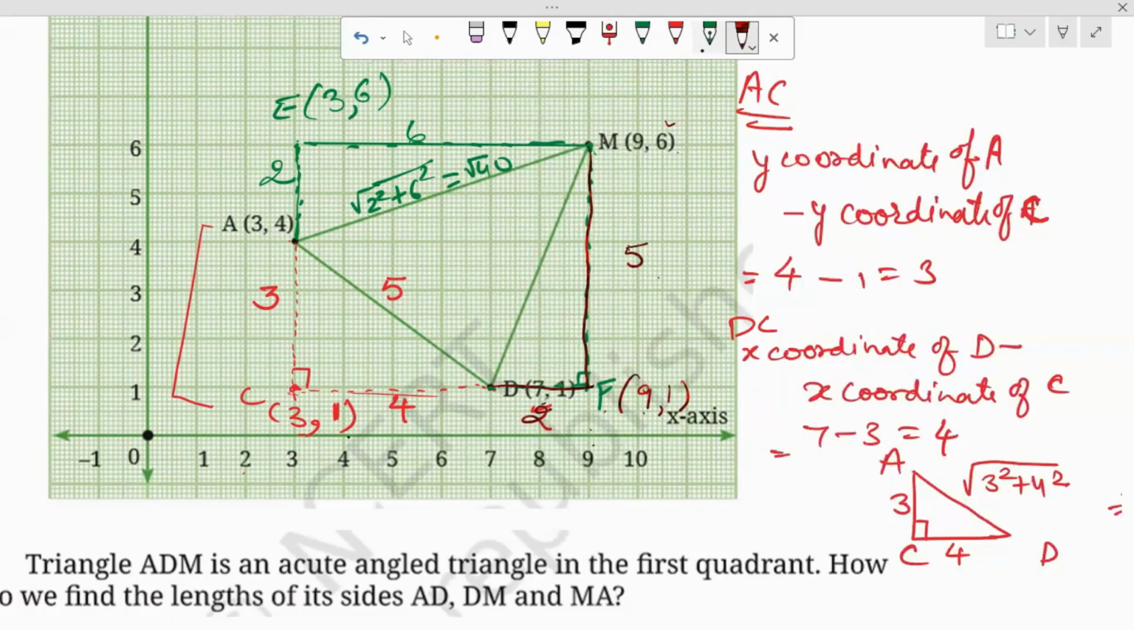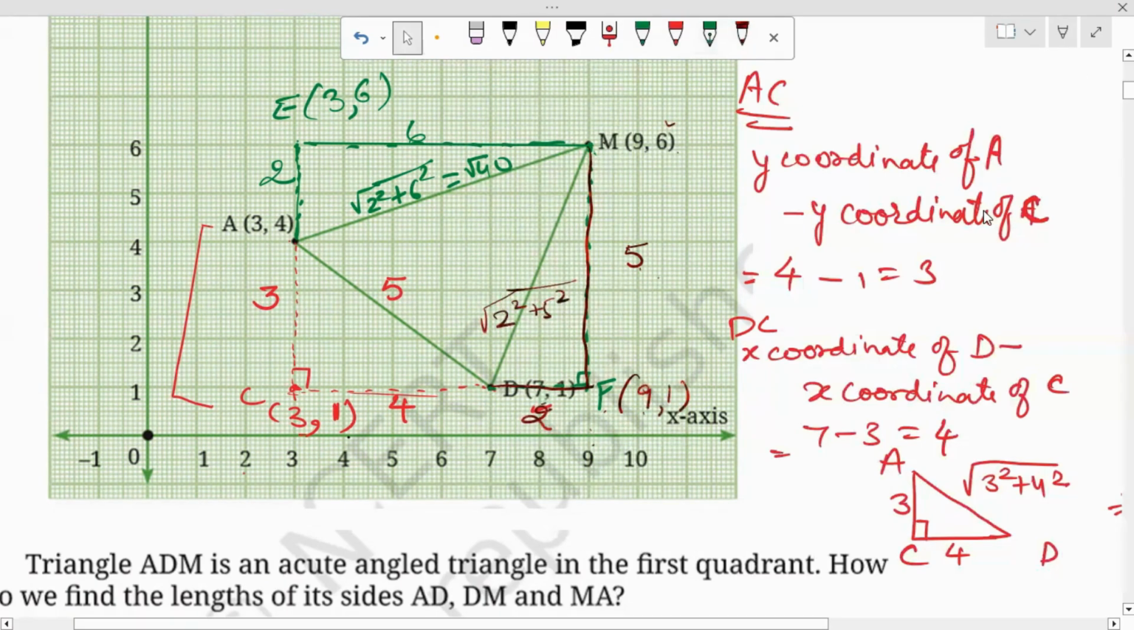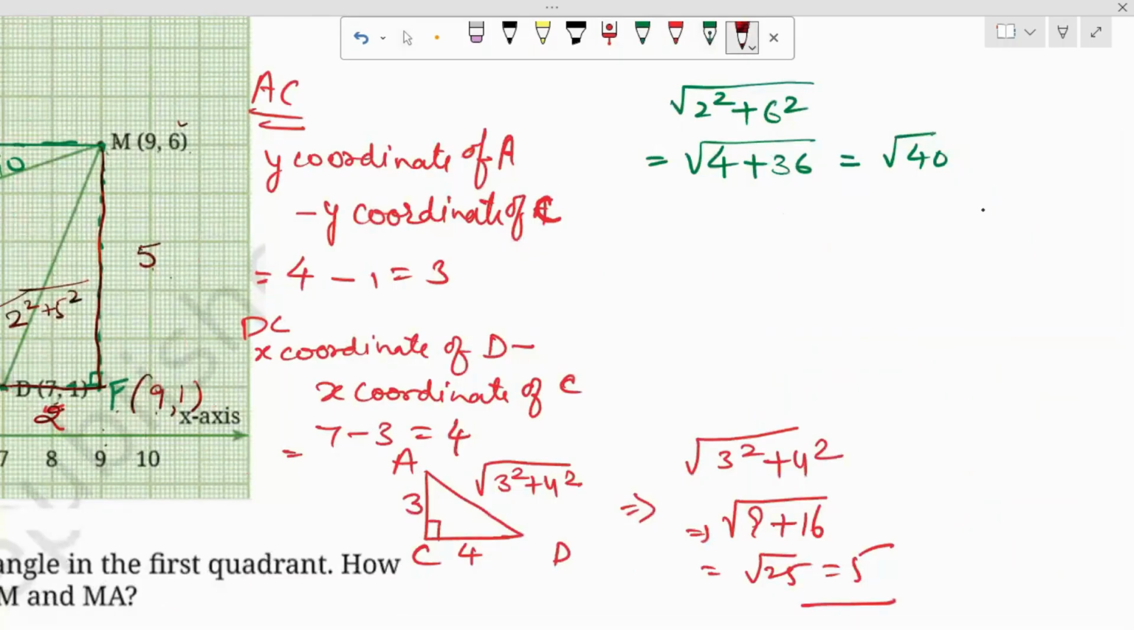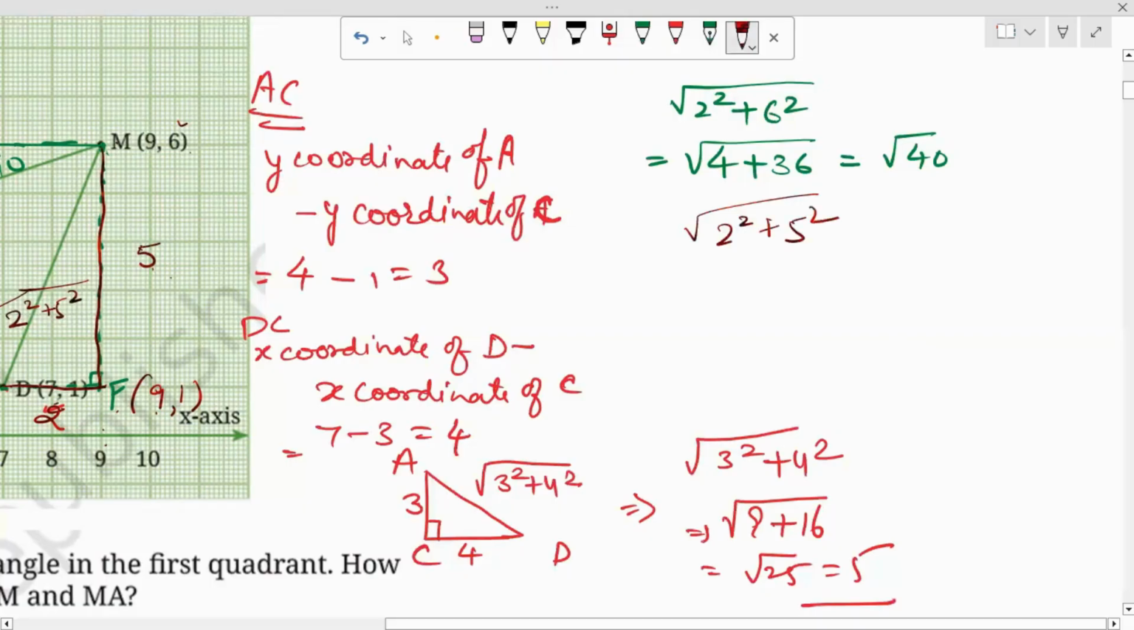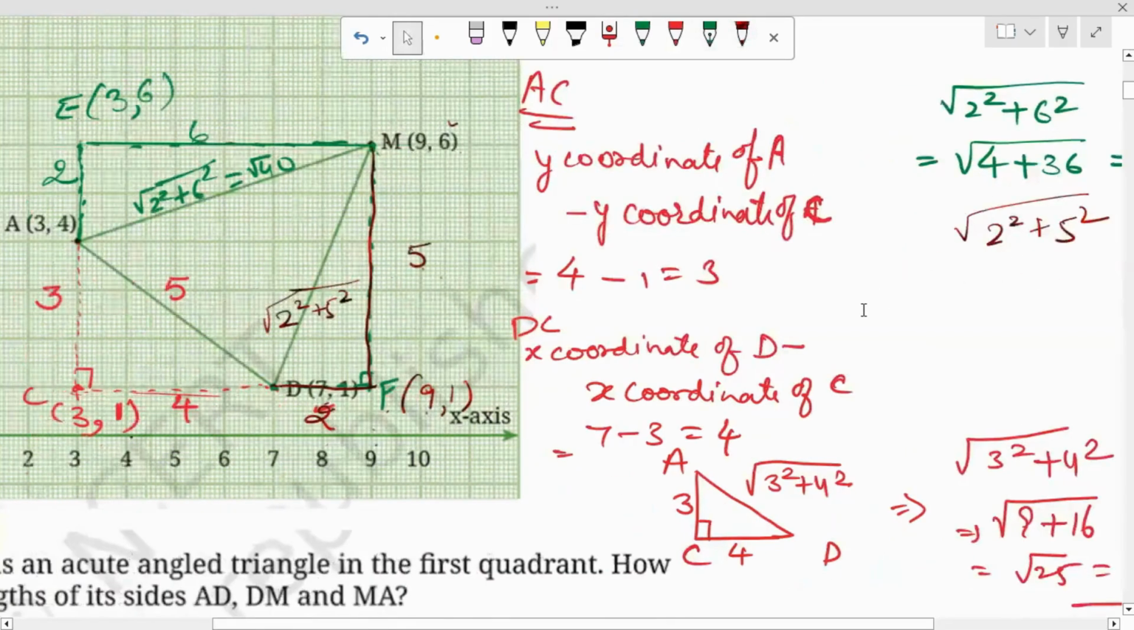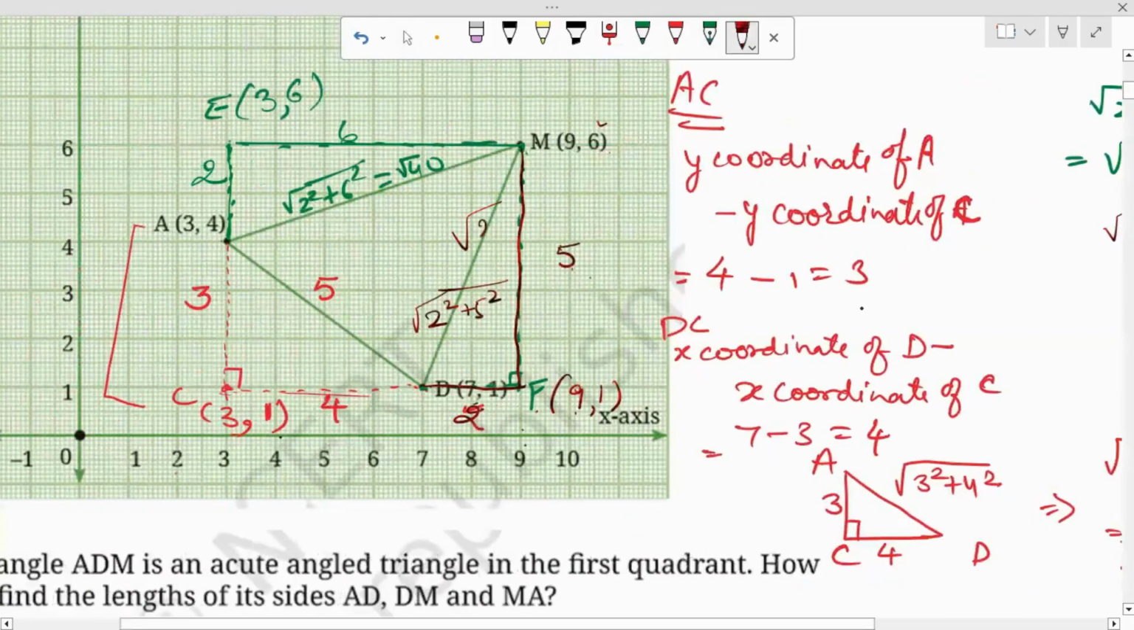Okay, so what will be MD? It will be square root of, this is 5, this is 2, 2 square plus 5 square. Quickly, the square root of 2 square plus 5 square. So it will be root of 4 plus 25, which is root 29. Again, 29 is not a perfect square number. So it will be simply root 29.